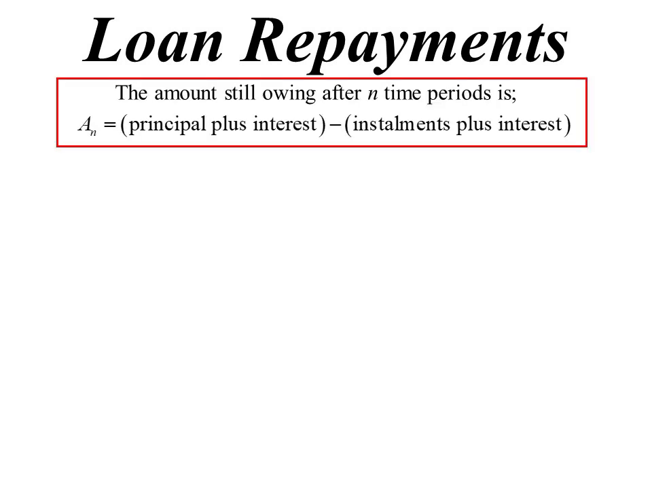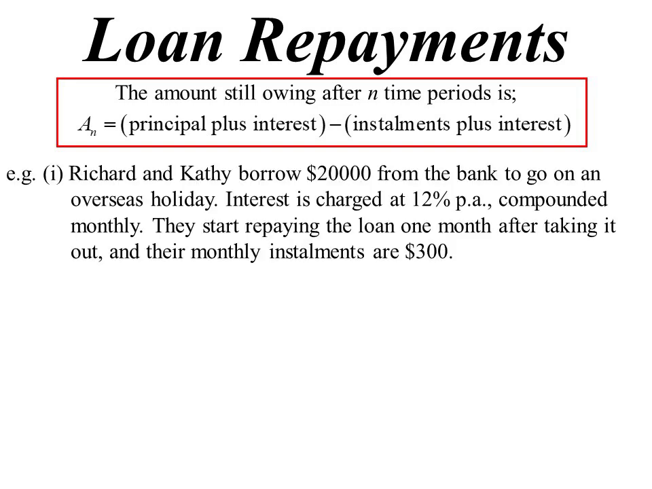Okay, so let's actually look at some loan repayment questions. The amount still owing after n time periods is always going to be this. The principal with the interest applied minus the instalments with the interest applied. Just that one key idea. And from that, we should be able to work things out.